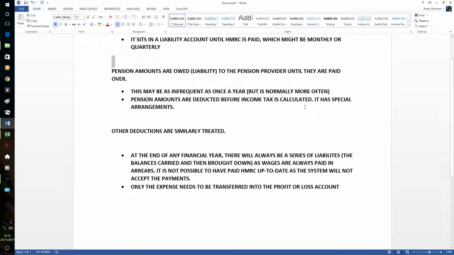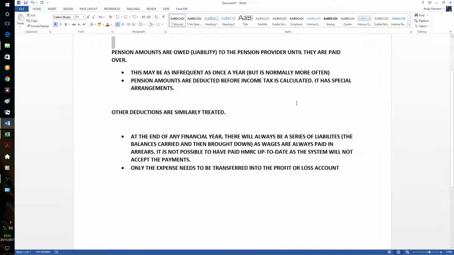Again, they're deducted before income tax is calculated because it has special arrangements. A lot of pension contributions are tax-free. Other deductions are similarly treated. We saw the trade union one. So at the end of the year, as we've all just seen on the spreadsheet, there are lots of liabilities, the balances that are carried down and brought down as credit entries.